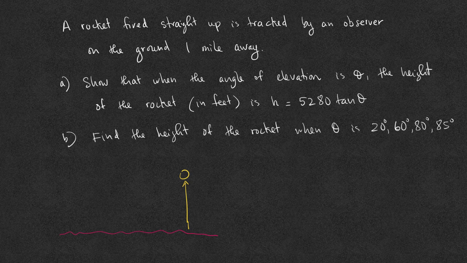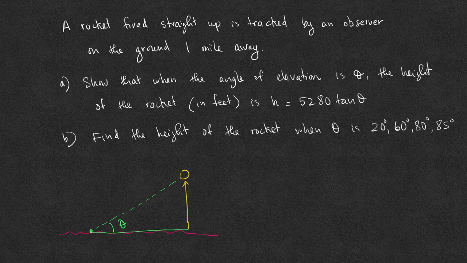Assuming that the observer is somewhere over here, the angle of elevation, meaning that he or she looks up to the rocket, is theta. This theta varies depending on how high the rocket is. At any point, we would have a different angle theta. Assuming that the height of the rocket is h, because that is the variable that we are asked to use in the problem.